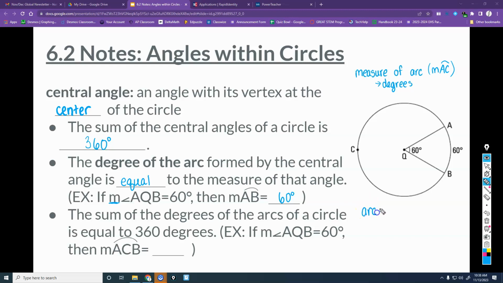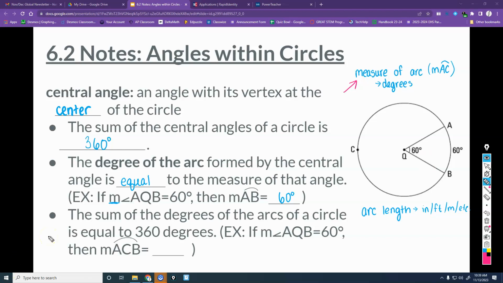Arc length, that would be measured in measures of length. So that would be inches, feet, meters, etc. So right now, what we're looking at is measures of arc. We're talking about the degrees of the arc there. So if we know a central angle, the measure of that arc is just equal to it.